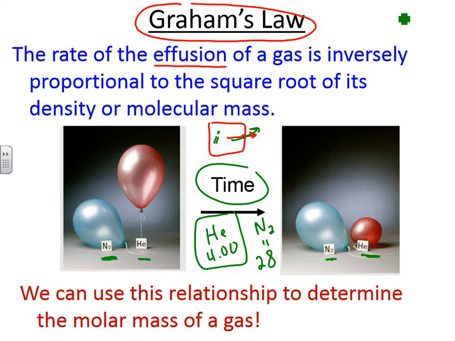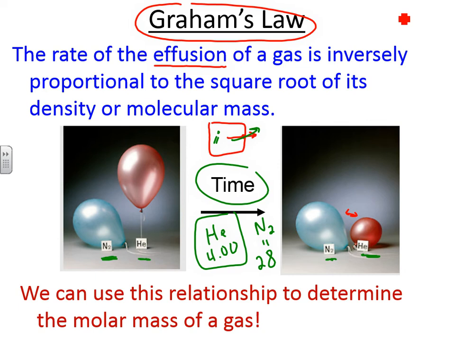Now you'll notice that if you roughly say that helium is 4 and nitrogen is 28, that's roughly 6.5 times bigger. But the difference in the sizes of the balloons is not 6.5 times. It's actually not a proportionally straight relationship, and we'll see this in a minute.